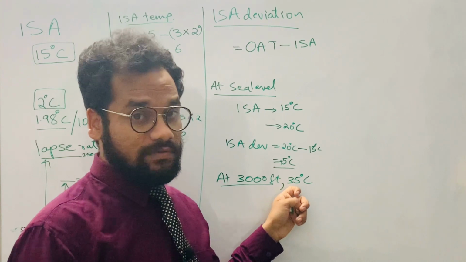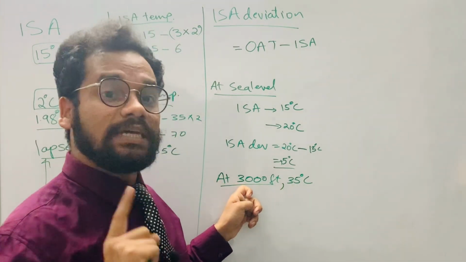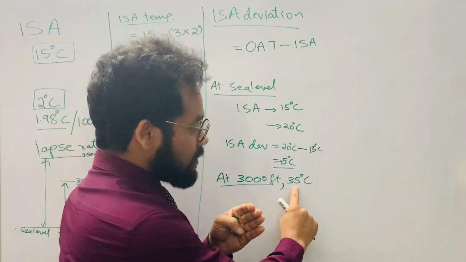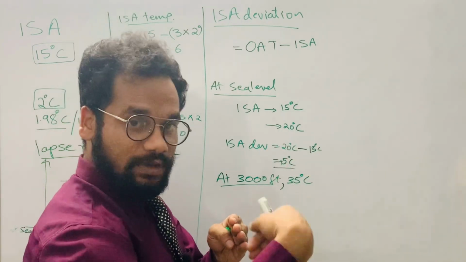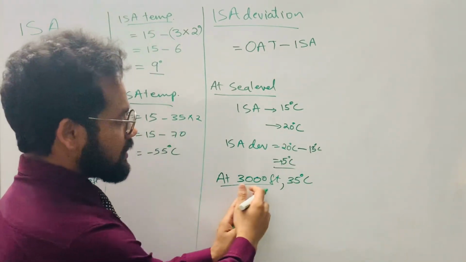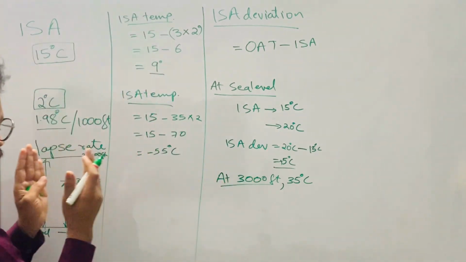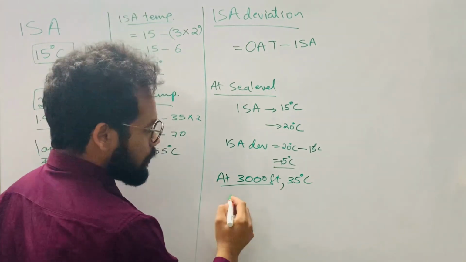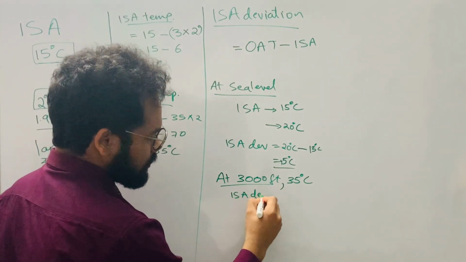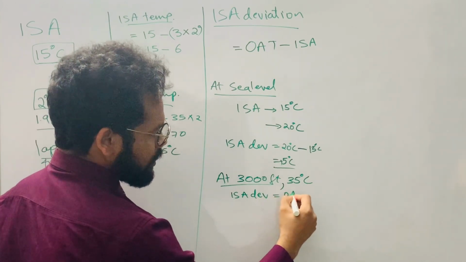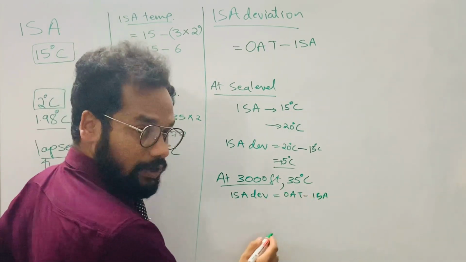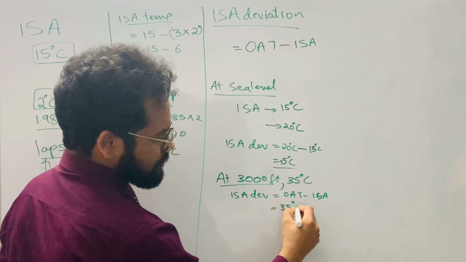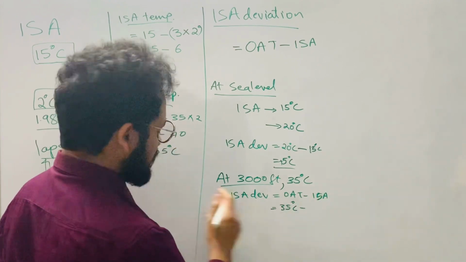In order to calculate the ISA deviation, first you should know what the ISA is at 3000 feet, and from that ISA, how much the actual temperature, that is 35 degrees, has deviated. So let's first understand how much the ISA is at 3000 feet. We have already discussed earlier that at 3000 feet the ISA will be 9 degrees. So let's make the calculation. ISA deviation at 3000 feet is equal to OAT minus ISA, right? OAT is 35 degrees Celsius minus ISA. How much is the ISA at 3000 feet?